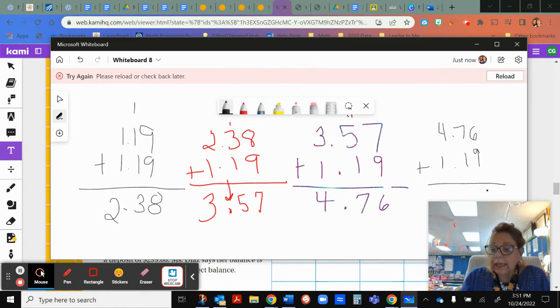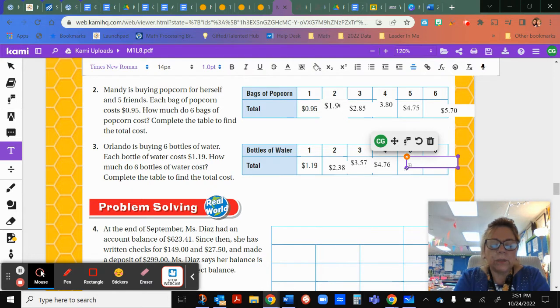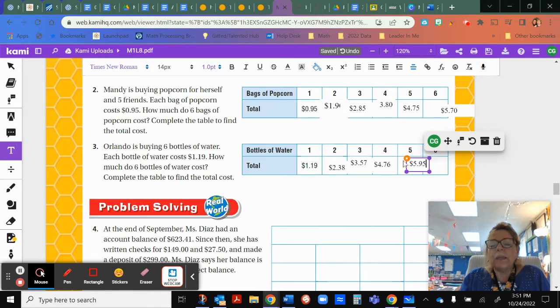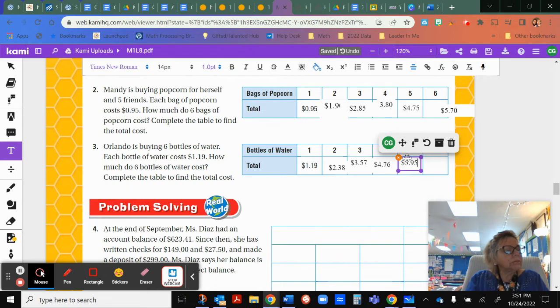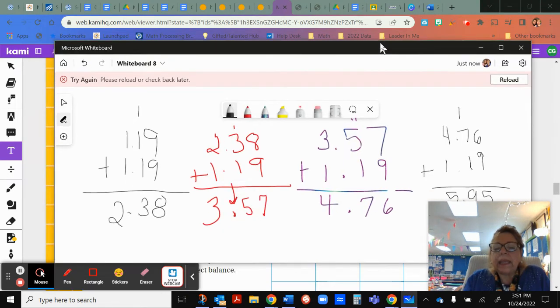9 plus 6 equals 15. Regroup, 7, 8, 9. And look at that, $5.90. So I'm going to flip over here. And this is using my dollar sign, $5.95. There we go. And if you've already doubled your threes, you already have the answer for how many bottles. But we're going to go ahead and add that in.